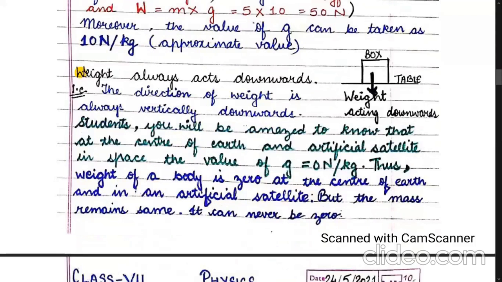Children, remember that weight always acts downward. If you are having a table on which we are putting a box, then what will happen? The weight of the box will be acting downwards. See, it is shown in the diagram also. There is a table on which you are placing a box and see the direction of the box. Weight of the box is shown with an arrow. That arrow is directed downward.